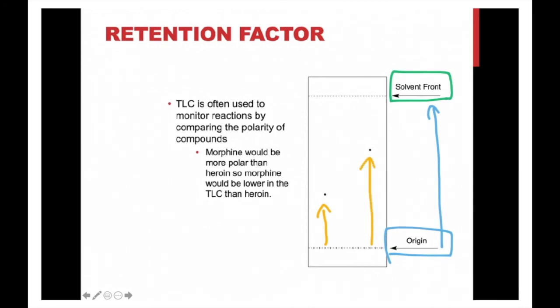All right. So in our example here where we're turning morphine into heroin, morphine is going to be more polar than heroin, and more polar compounds on TLC plates don't move as far up the TLC plate, so they are lower, and heroin would be higher. So if you look at this, this would probably be morphine, and this would be heroin.